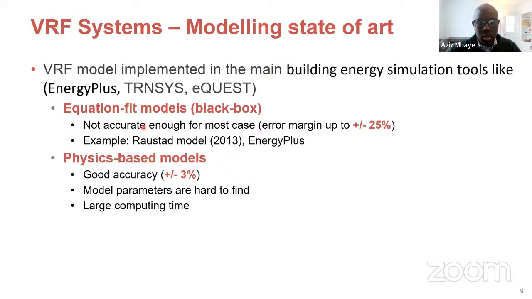So the most basic approach to model a steady state VRF system is commonly called the black box model, according to which the capacity and the electricity consumption of the system are described using a regression function, most often based on manufacturer performance data or in certain cases by using measurement results carried out in labs. And black box models are very easy to use, but they have an error margin of up to 25% on average, which is not ideal in some cases for building energy simulation.